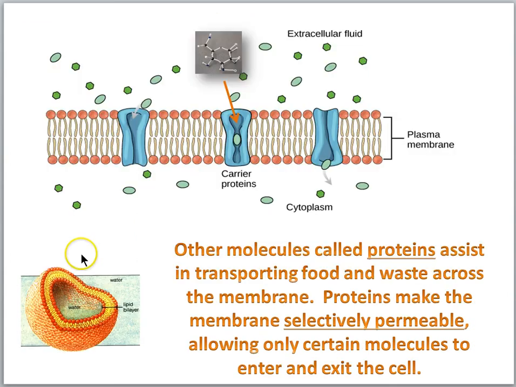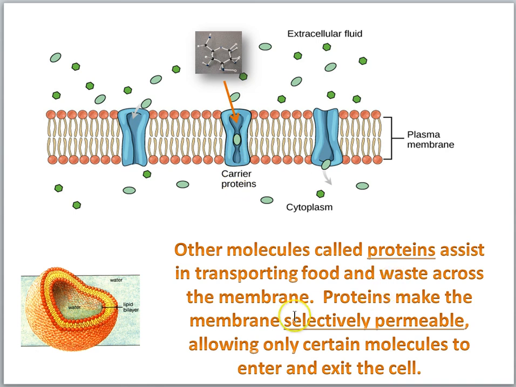Well, the answer can be seen in this picture. Here now we see a cross-section of the cell membrane, and this is one lipid molecule right here. Here's the head of the molecule, and we've got these two little tails, and these tails are very similar to the fat molecules that we get in our diet. So we've got the two layers of lipids, that's the membrane, but in the membrane are these blue things. These are molecules called proteins, and they assist in transporting food and waste across the membrane. So we can see that the protein is acting like a channel, or it's going to shuttle molecules across the membrane.